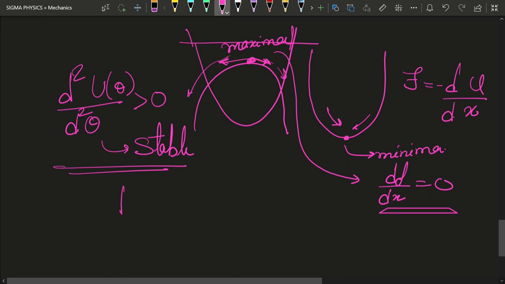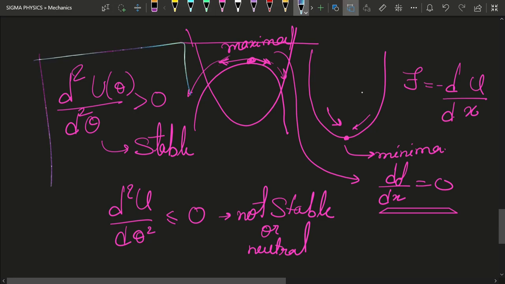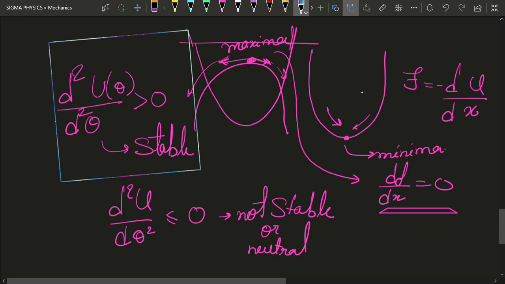If d square u upon d theta square is less than or equal to zero, then this is not stable, or if it is zero, then it is called neutral. But we are not interested in these cases. We need simple harmonic oscillations, and hence we are only interested in this case. We want the second derivative to be greater than zero.